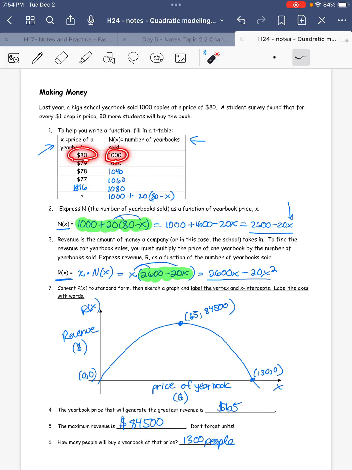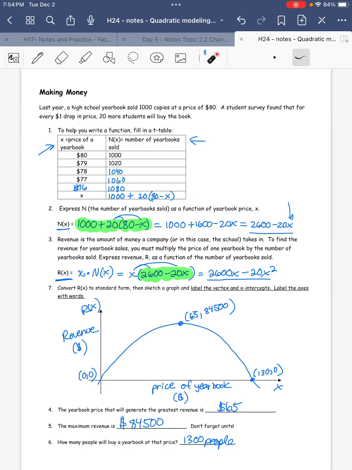And so that right there is called your revenue. Your revenue is not your profit. Your revenue is how much money you're bringing in. Now your profit, you'd have to know how much the books cost from the manufacturer, and then you'd have to take that off and so on. We're not doing profit. We're just doing revenue. Revenue is how much money you're going to make from this action, okay?